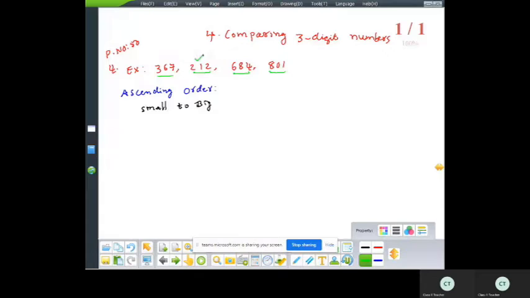212. And after that 367, now 684, and the final number 801. This is called ascending order from small to big. 212, 367, 684, and 801. Next, descending order.